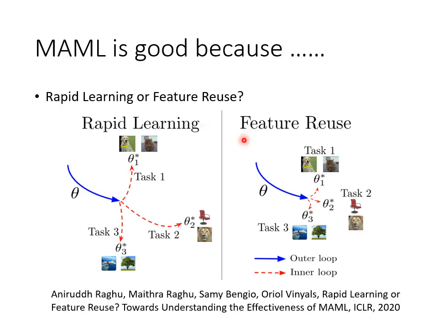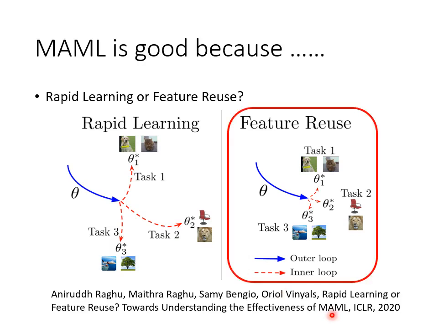Which one is true? There's a paper titled Rapid Learning or Feature Reuse? Towards Understanding the Effectiveness of MAML. They do a very complete investigation about the reason why MAML is good. Which one is closer to the truth? Based on the paper, the answer is feature reuse.